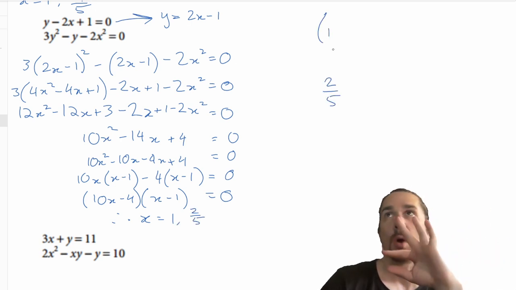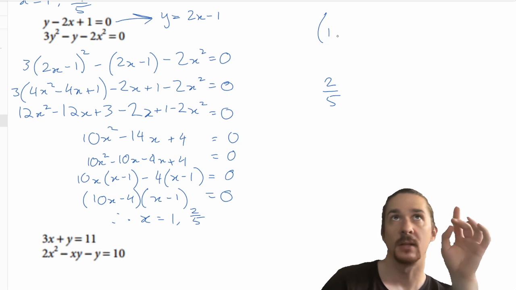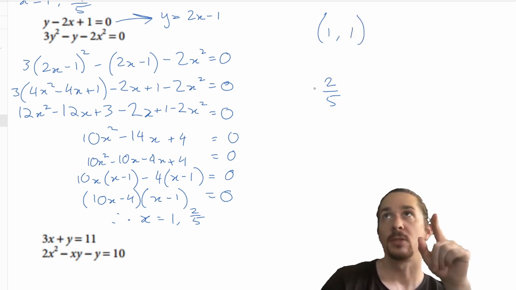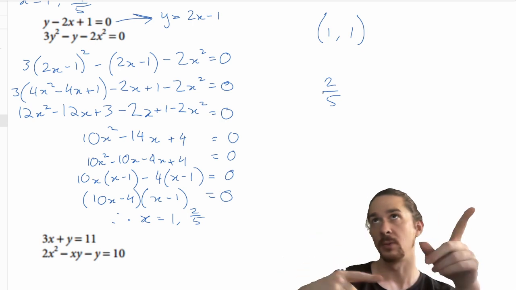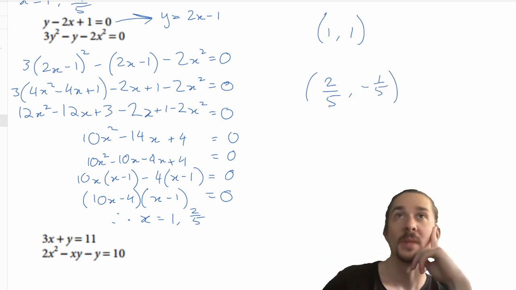If x is 1, then y minus 2 plus 1 equals 0, which means y is going to be equal to 1. And if x is 2/5, y minus 4/5 plus 1 is equal to 0, which means y is negative 1/5. Let's check those answers.